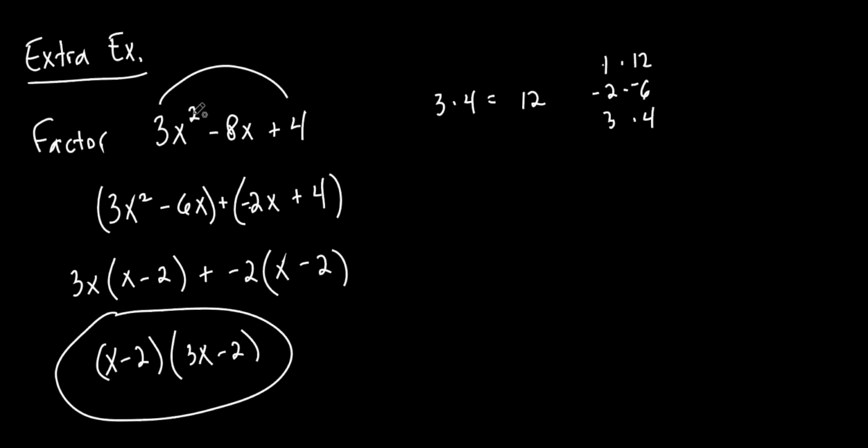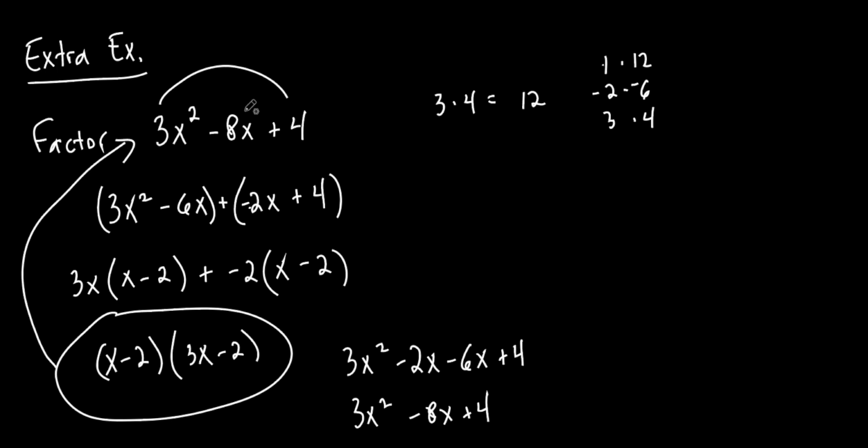If you wanted to double check to see if it works, you can if you wanted to. All right, let's do it just for fun. X times 3x is 3x squared. Let's do the outside. What's the outside? X times negative 2. Negative 2x. Let's do the inside. Negative 6x. And then the last, plus 4. 3x squared minus 8x plus 4. Yep, this does, in fact, equal what we started with, and it should. If it doesn't, you did something wrong somewhere. You either checked it wrong or you did the problem wrong.